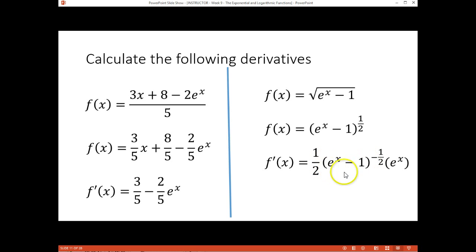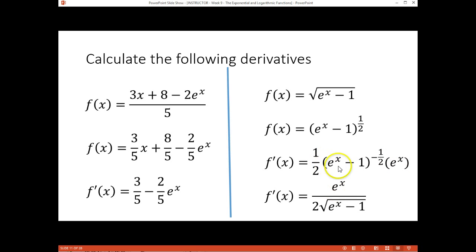I leave the inside alone to begin with, and then I multiply it by the derivative of the inside, and the derivative of e to the x minus 1 is just e to the x. Now we can rewrite this if we wanted to. We know this negative 1/2 puts this in the denominator and makes it a radical. And then we just bring the e to the x up top.